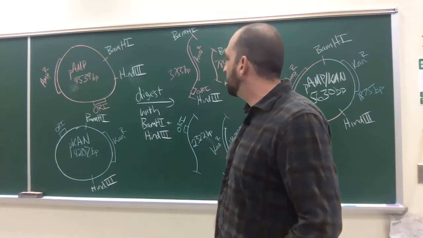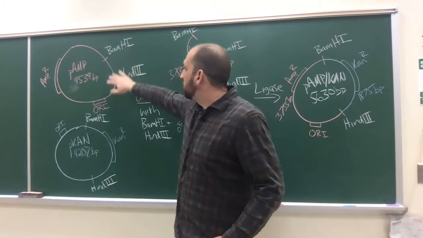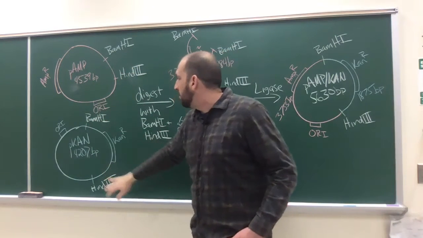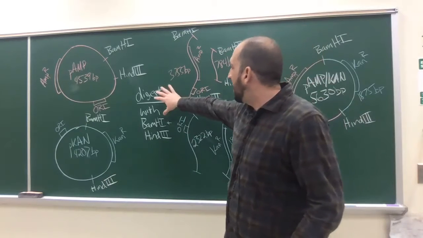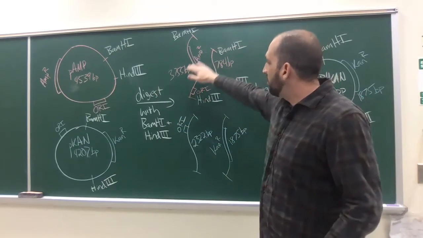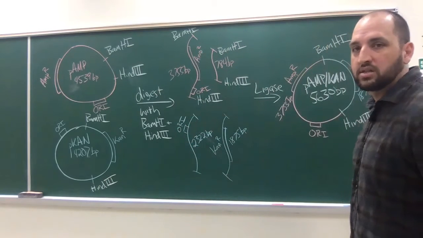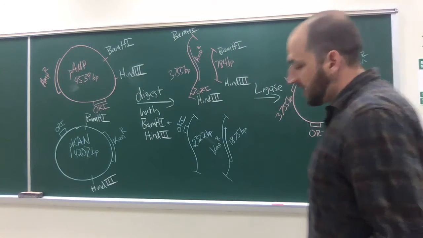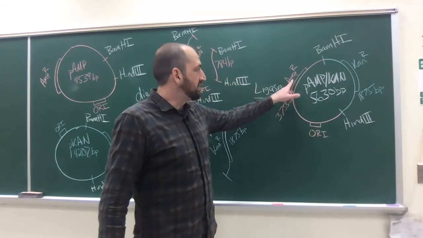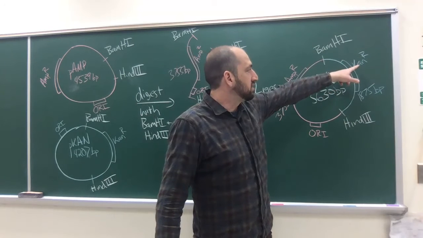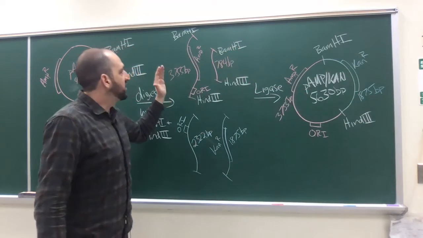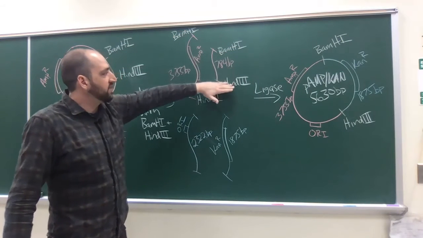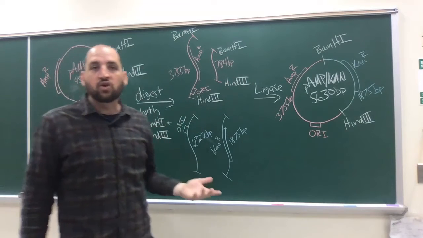What we did is we digested both of those with BamHI and HindIII, and those should have made cuts in each of the plasmids. After digestion, we ended up with all of these different products. What we're hoping to do as an end game is assemble a plasmid that has both the ampicillin resistance gene and the kanamycin resistance gene present. When we finished our digestions, this fragment had BamHI, this fragment had BamHI, this one had HindIII. And so those are sticky ends.